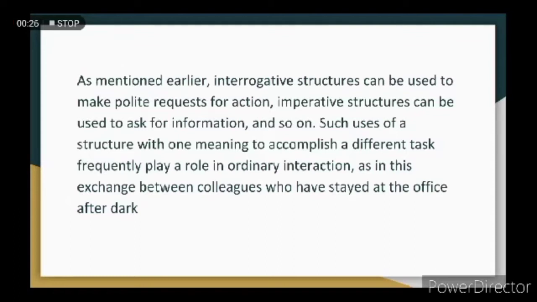As mentioned earlier, interrogative structures can be used to make polite requests for action, imperative structures can be used to ask for information, and so on. Such uses of a structure with one meaning to accomplish a different task frequently play a role in ordinary interaction, as in this exchange between colleagues who have stayed at the office after dark.